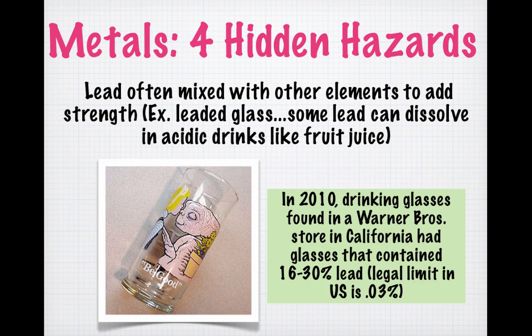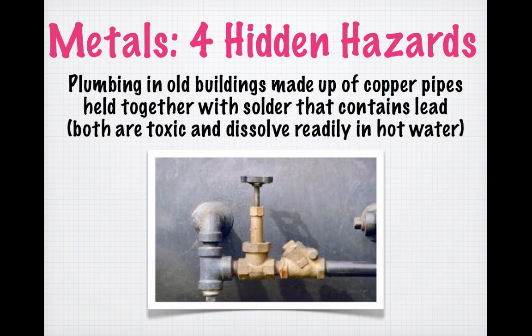Lead is also often mixed with other elements to add strength, for example, leaded glass. Some lead can then dissolve within acidic drinks like fruit juice. In 2010, drinking glasses found in a Warner Brothers store within California had glasses that contained 16 to 30% lead. The legal limit within the US is 0.03%. Also, plumbing within old buildings is made up of copper pipes held together with solder that contains lead. Both are toxic and dissolve readily in hot water.